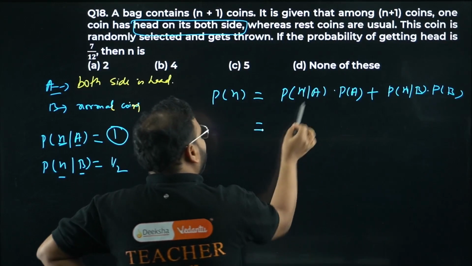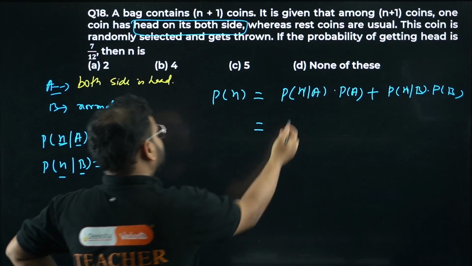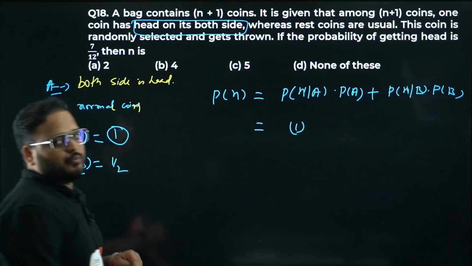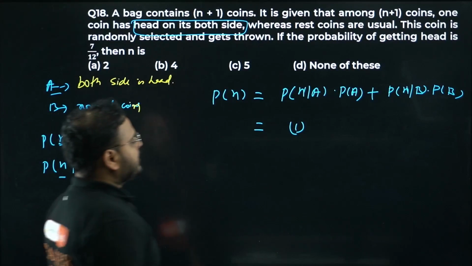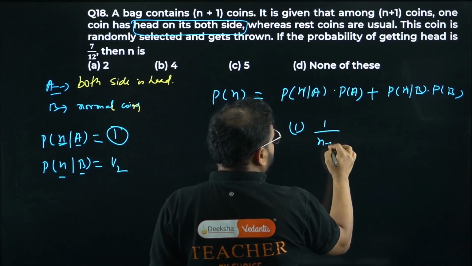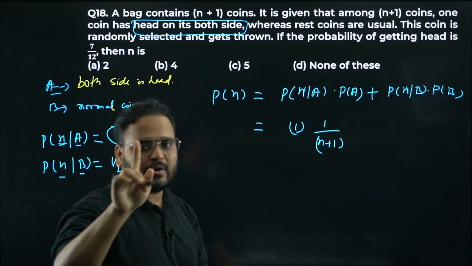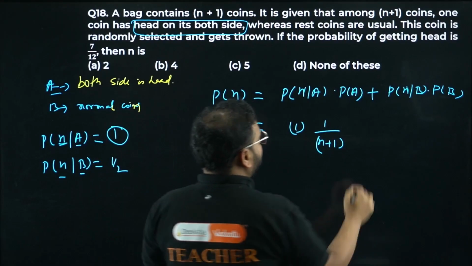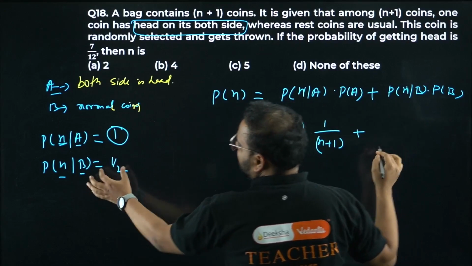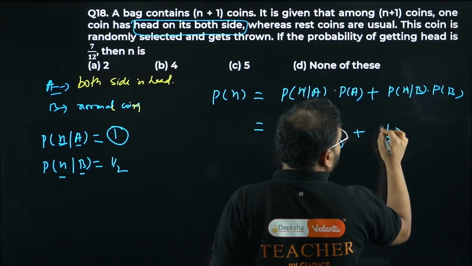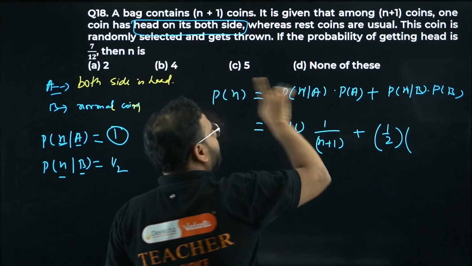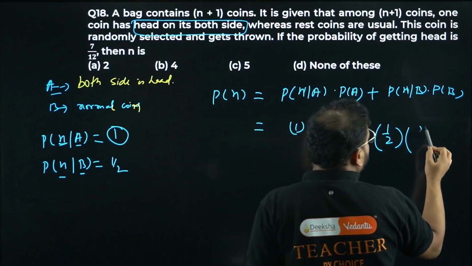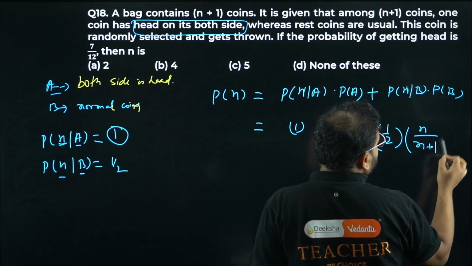Now how many coins are there? P(H|A) is nothing but 1, so write this as 1. What is P(A)? We have only one coin out of n plus 1 which has both sides as head, so 1 out of total n plus 1 coins. Over here P(H|B) is 1 by 2, and the number of normal coins is n, so n upon n plus 1.